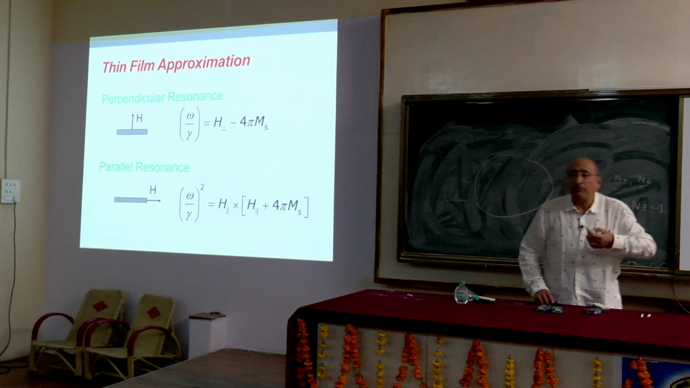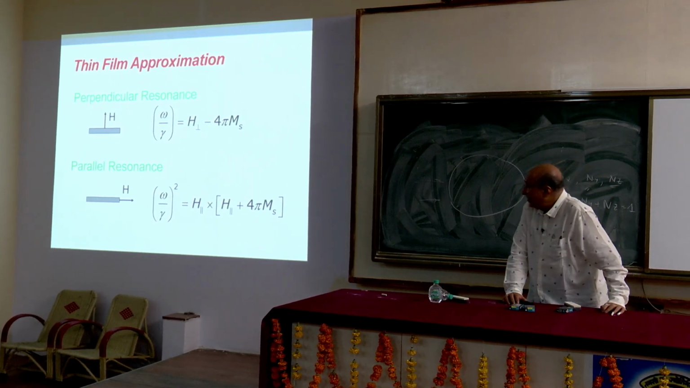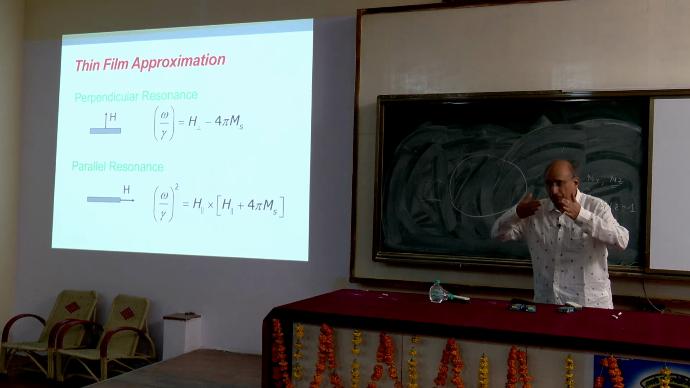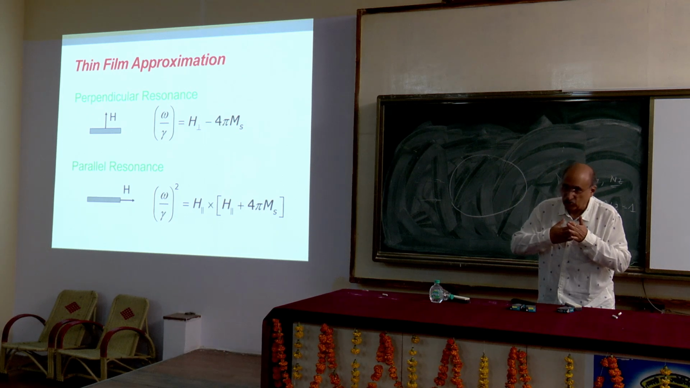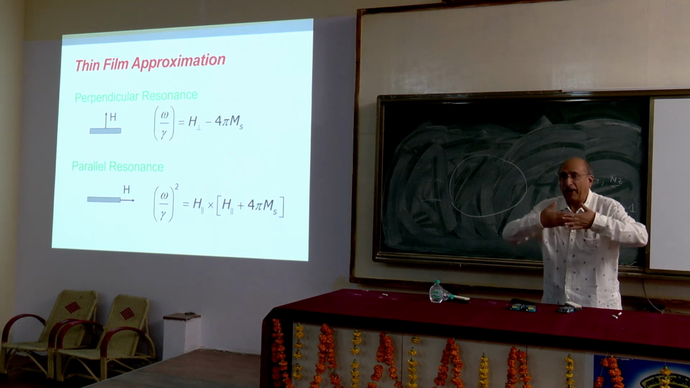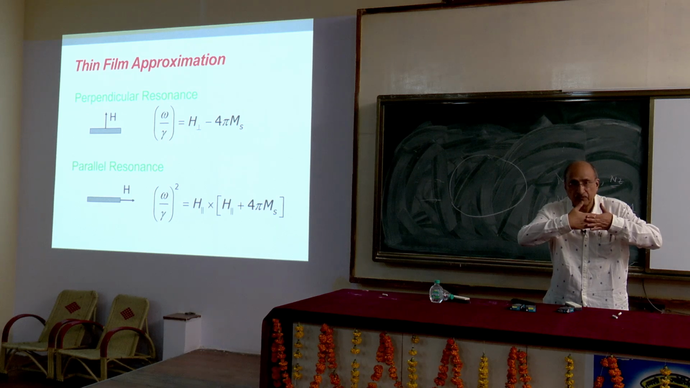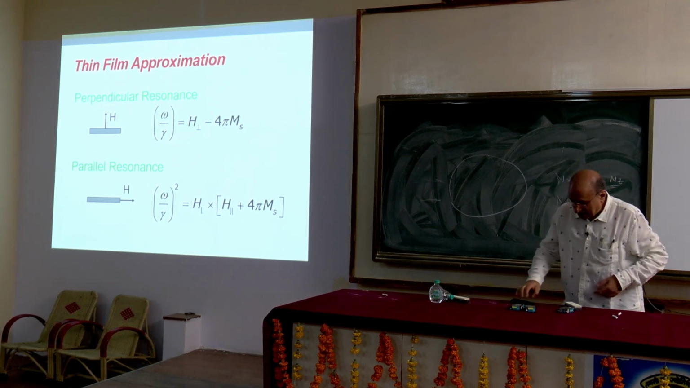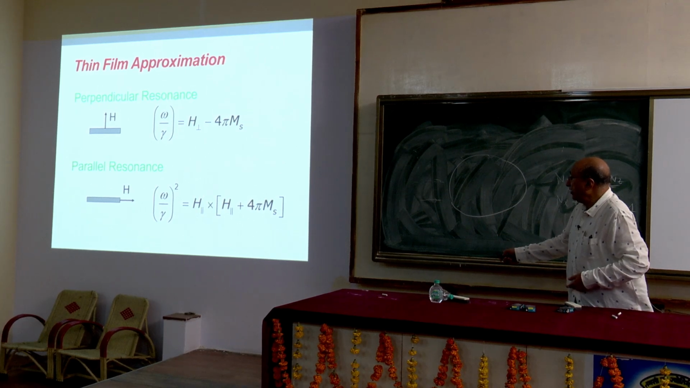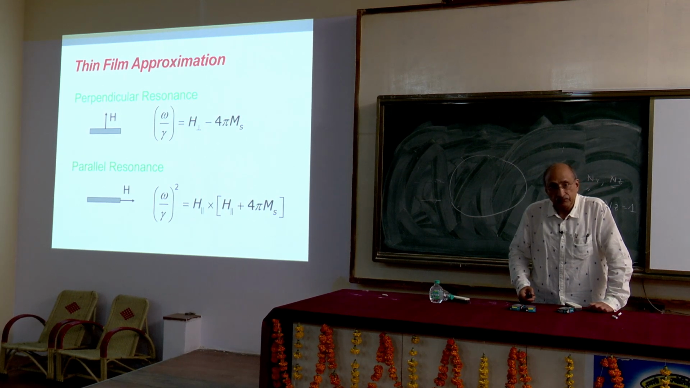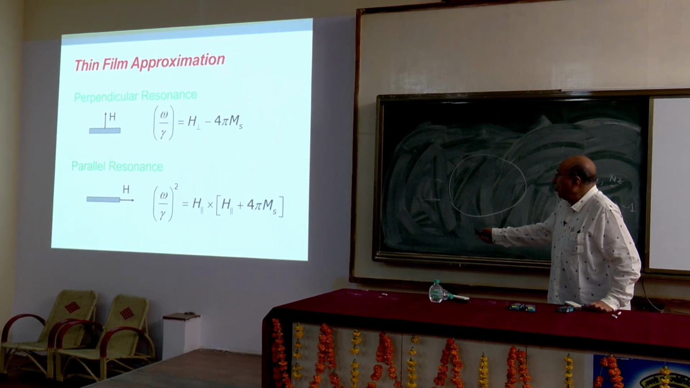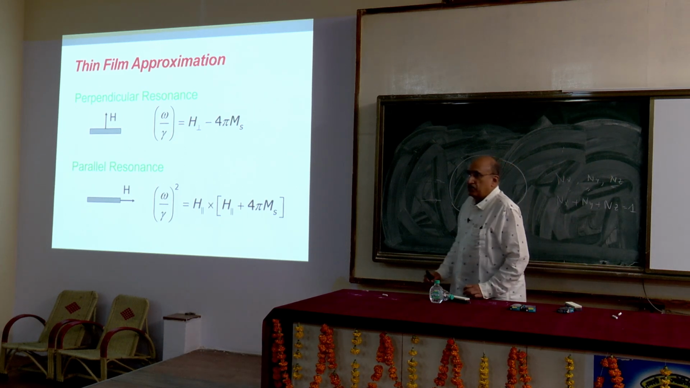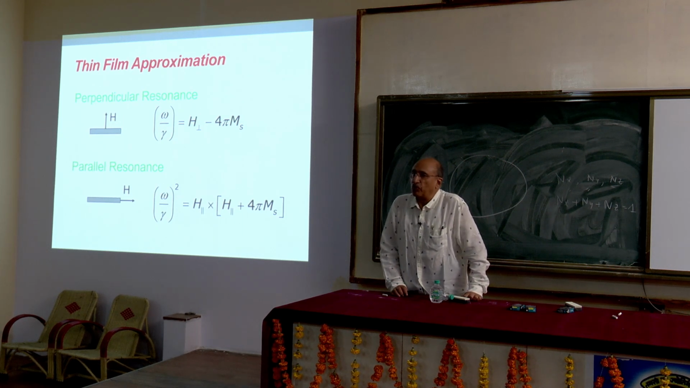So basically, the problem becomes this: if you take a thin film sample, apply field normal to it, measure resonance frequency, apply field parallel to it, measure resonance frequency. Okay, you will get a value of h perpendicular, you will get a value of h parallel. There are two equations, two unknowns: one is 4 pi Ms, another is gamma. You will be able to get 4 pi Ms and you will be able to get g.